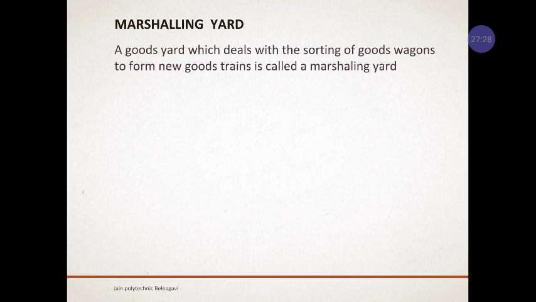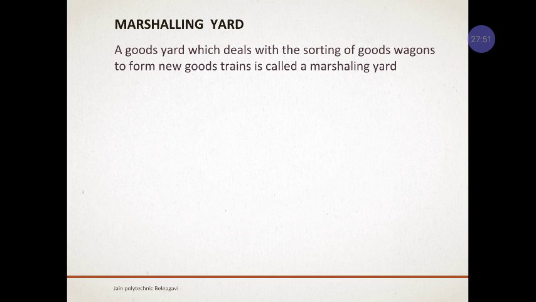Okay, and those are being arranged. So that arranging of goods wagons is called a marshalling yard. Proper arrangement, sorting, and departure of it, and moving of that train from that yard, is called a marshalling yard. Okay, that is what its definition is.